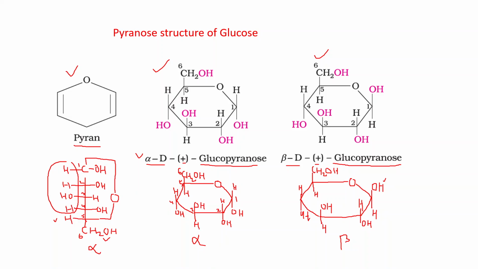Try to make these structures. Generally, there is one question in the board exam: write the pyranose structure of alpha D or beta D glucopyranose. You must be able to write these structures.